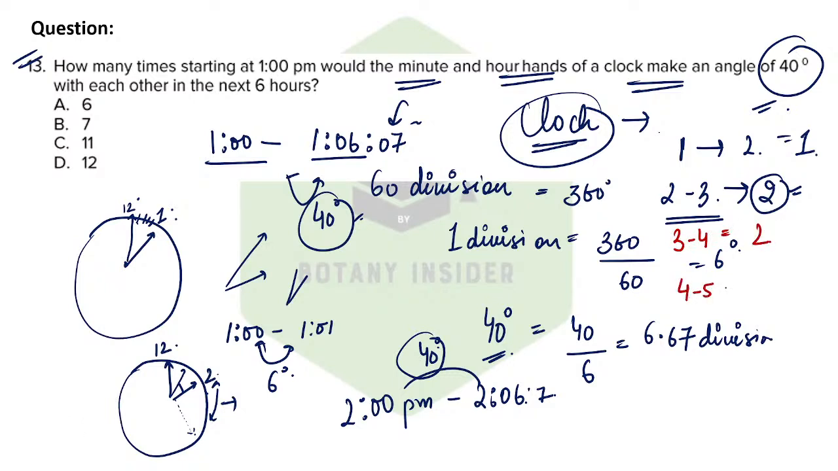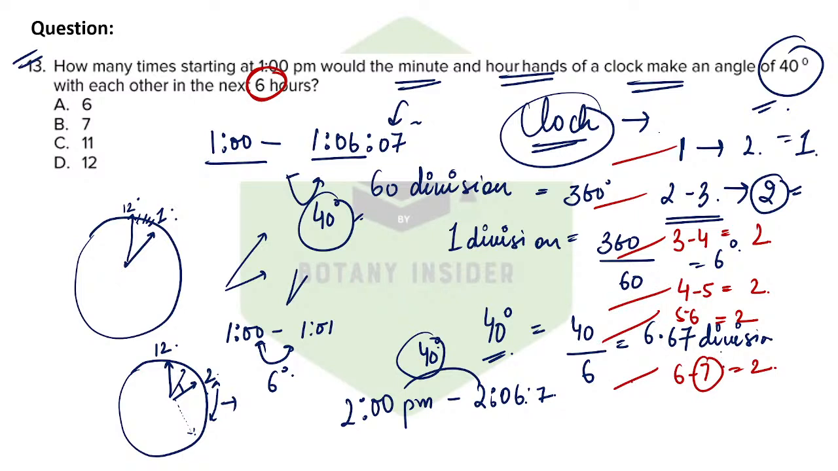Between 4 p.m. and 5 p.m. you'll be having 2. Between 5 and 6 you'll be having 2, and between 6 and 7 you'll be having 2, because you need to check it till the next 6 hours. So first hour, second hour, third hour, fourth, fifth and sixth. So I have to consider the timings till 7 p.m.